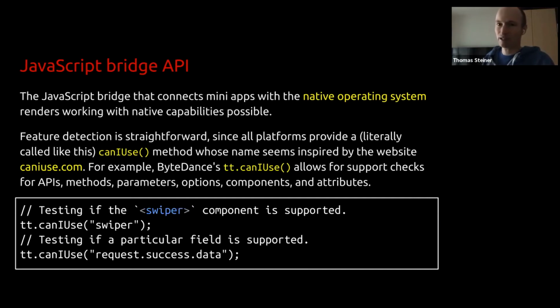And you can test for any kind of thing. So for example, you can test, does the current device support the swiper component? If you remember a couple of slides back, I had the swiper component, the carousel. You can just ask tt.canIUse swiper? And then the response will be yes or no. You can also test if a particular field is supported. So it's not limited to components. It's also open to any kind of lower level fields that may be present in only certain things. So feature detection is super easy just because everything is possible through canIUse.